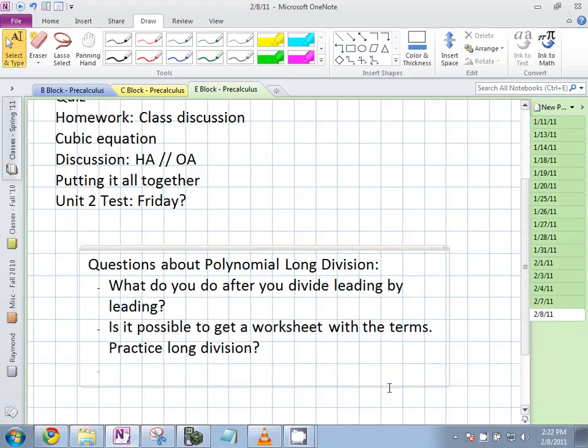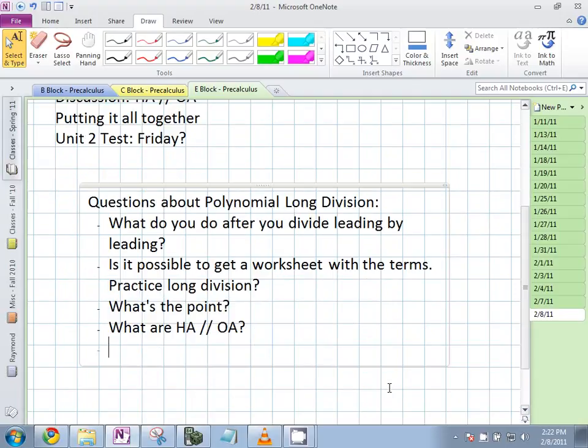You're probably going to get to this, but what's the point? How do we use it? I'm sure you're going to answer this tonight. I hope so. What are the oblique and horizontal asymptotes, and what do they tell us? What are HA, OA? Other questions? Anything else?